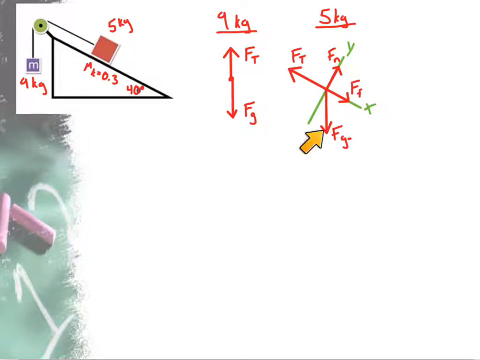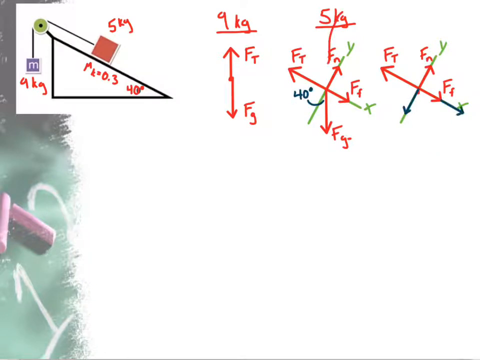Alright, this gravitational force is the only thing that is not along the y-axis or x-axis. So I have to break it down into its components. And when I do, it turns out that since this angle is 40 degrees, this component is F sub g cosine 40, this component is F sub g sine 40, and I have to add that to the force due to friction.